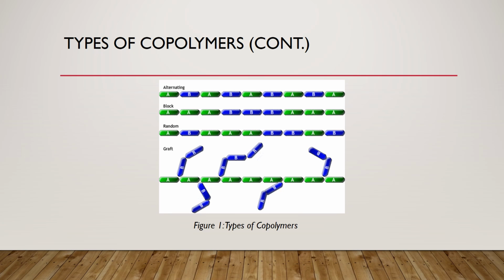Here's a figure showing the structures of the different types of copolymers that I've discussed. The top one is an alternating copolymer, which shows every other one is a different monomer. The second one is a block copolymer, which in this case appears in blocks of 3. The third example is a random copolymer, where there's no defined structure, and the fourth one is a graft copolymer, which shows the side chains branching off of the main chain.